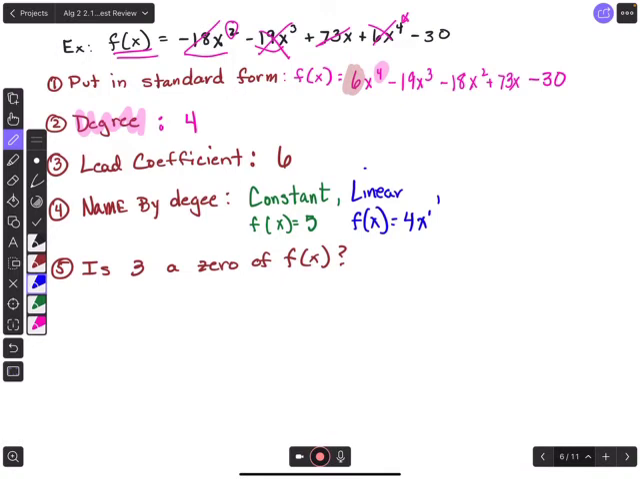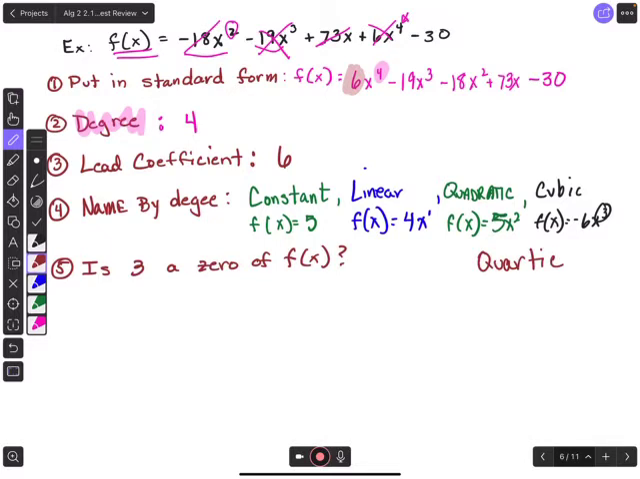We have quadratic. These are our x squareds. f of x equals maybe 5x squared, something like that. We've got cubic. f of x equals negative 6x cubed. Okay, we've got quartic. A lot of you didn't spell that right when you were doing your homework the first time we went through. That'd be like 3x to the 4th. Okay, these are all named by the degree.